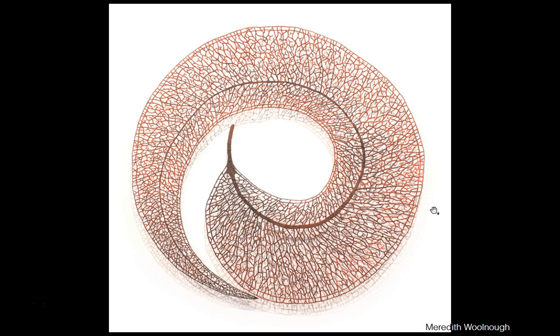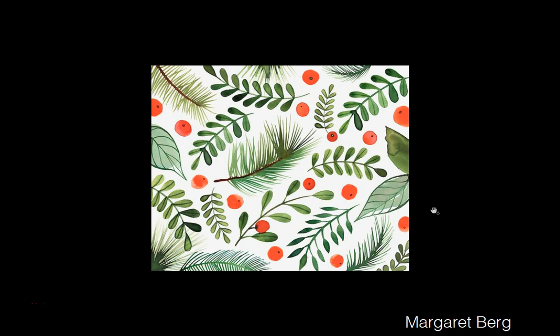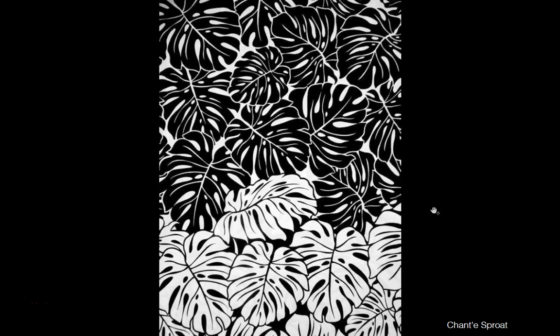This is a paper cut. This is a bath mat. I'm always pulling a bath mat in for you guys. I think of positive and negative space, figure and ground.